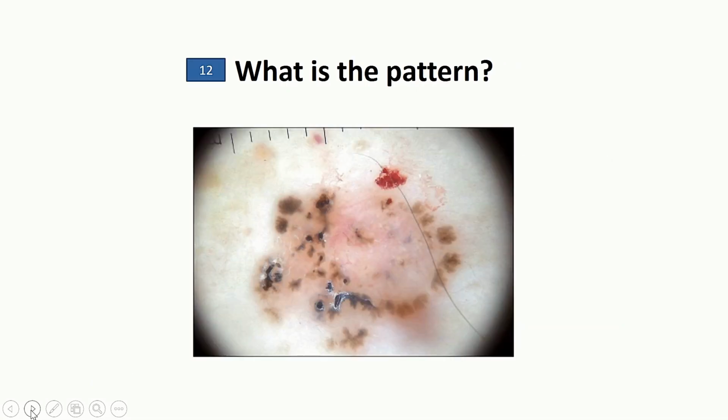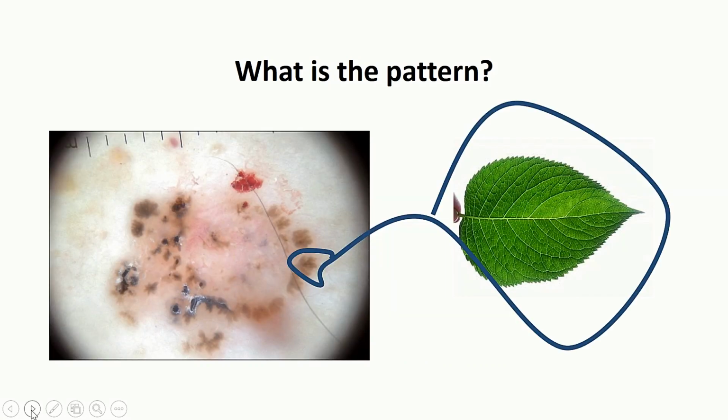You see here some, to somewhat arborizing, and here leaf-like structure that is indicative of basal cell carcinoma.